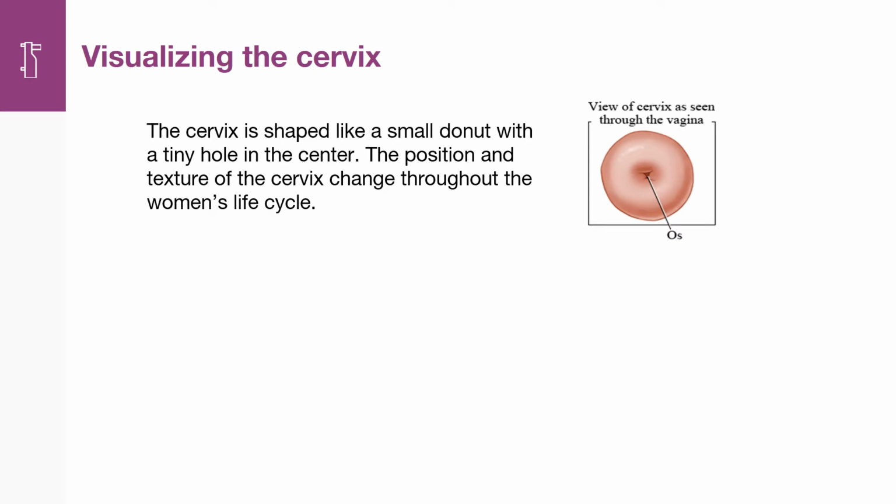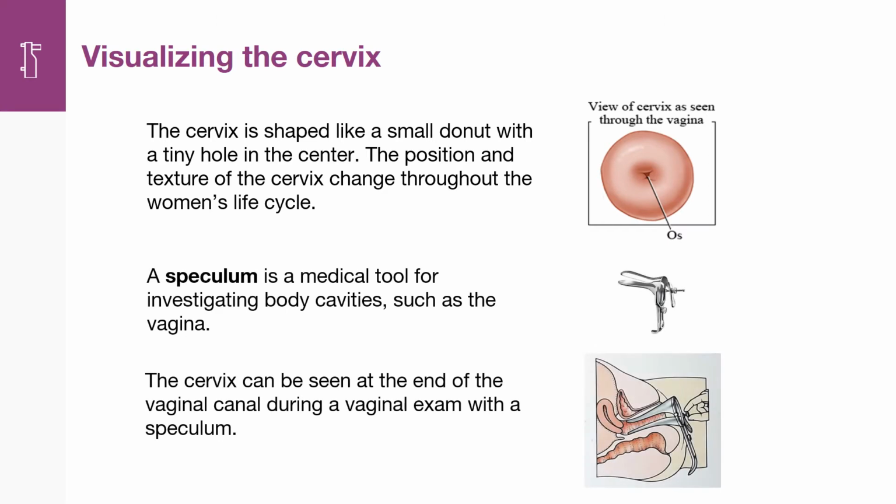The position and the texture change throughout the women's life cycle. And the cohort of women that are most susceptible to developing cervical cancer are sexually active women between the ages of 20 to 50. But more on that soon. We visualize the cervix using a tool called a speculum, which is inserted into the vaginal canal. Then, the health provider looks at the cervix and can provide a potential diagnosis.